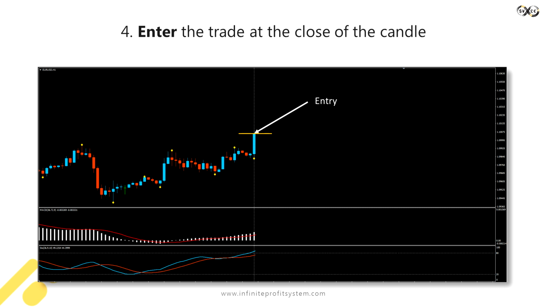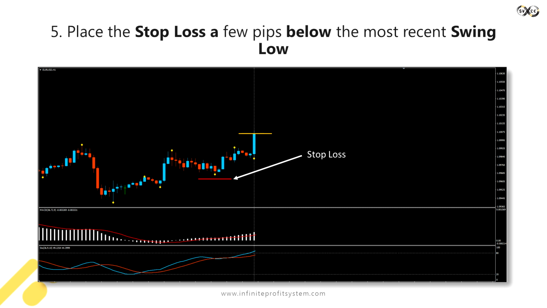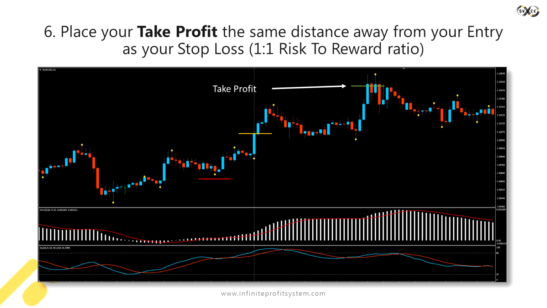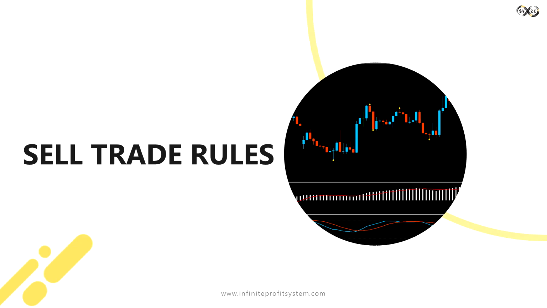4. Enter the trade at the close of the candle. 5. Place the stop loss a few pips below the most recent swing low. 6. Place your take profit the same distance away from your entry as your stop loss. That is, a 1-to-1 risk to reward ratio.